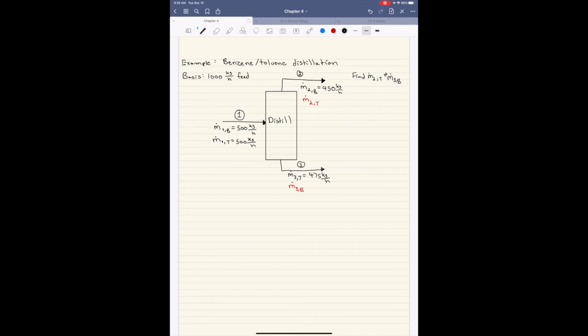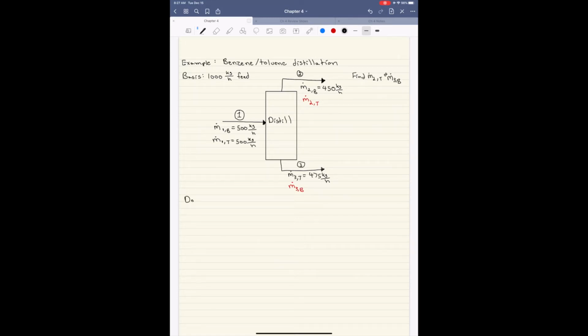Okay, so we're back to the setup of our benzene toluene distillation example problem. So far we have a basis, we've drawn our process flow diagram, and we've identified the variables we ultimately want to solve for in this problem. Now, before we start applying material balances to figure out those variables, as I encouraged in the previous video, the next thing we're going to do is a degree of freedom analysis to determine if we have enough information in our problem to solve for these unknown variables.